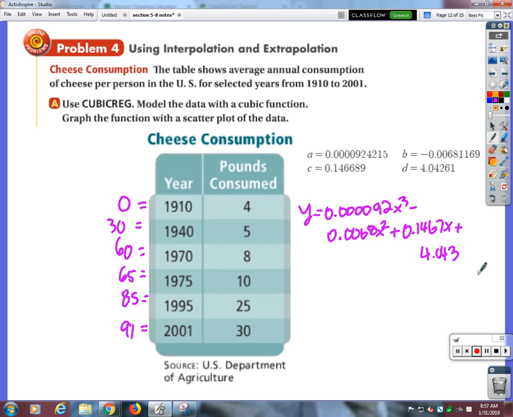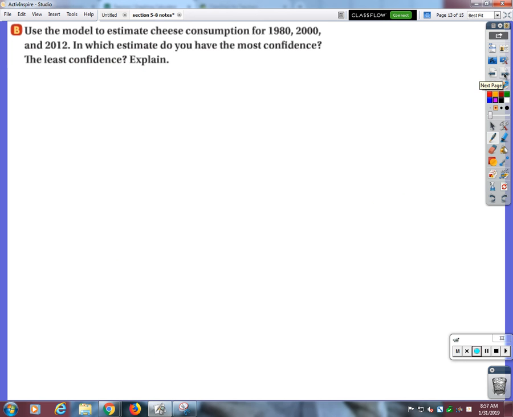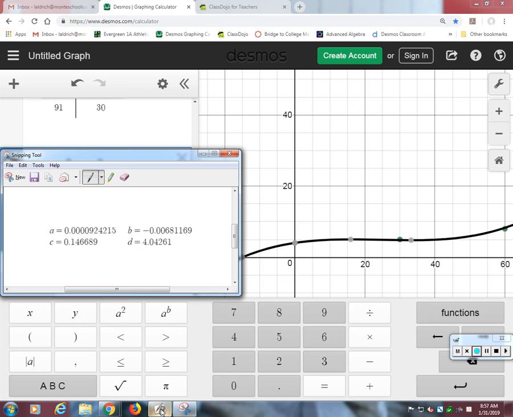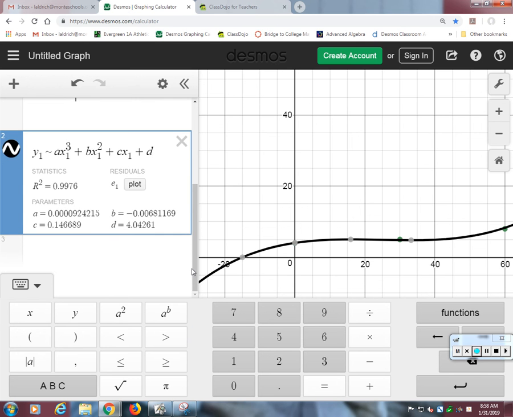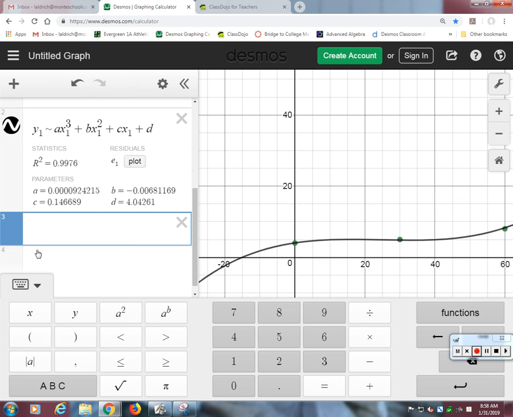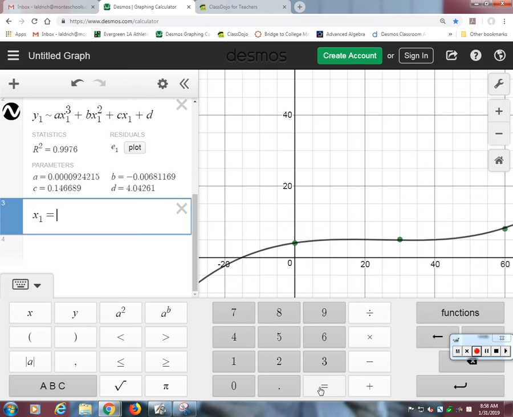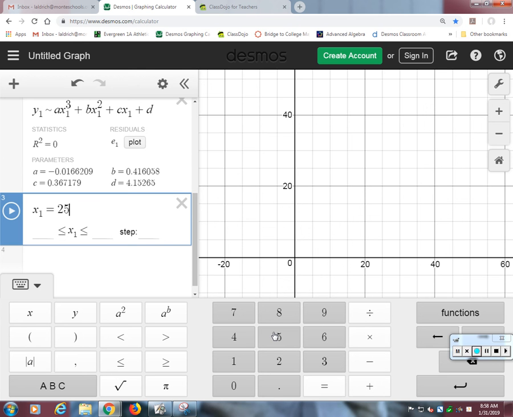All right. And then I would assume they want us to figure out what the cheese consumption would be for 1980, 2000, and 2012. So hopefully you understand that to do that, you just plug the x values into the equation. Did it work, Max, to do that? Can you change this and say x1? Can it just plug it in there? There must be a way, don't you think? If I say x1 equals like 25, not so much, huh?